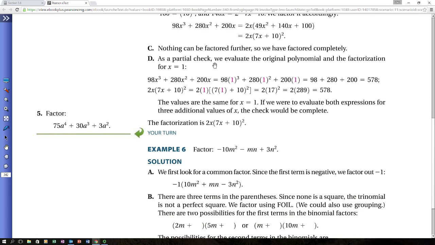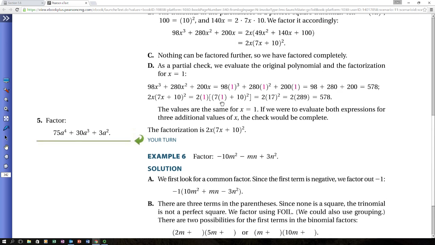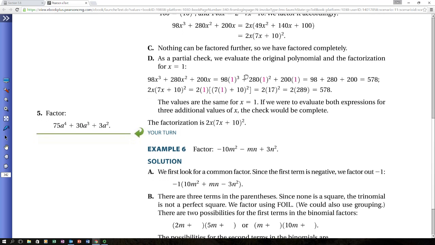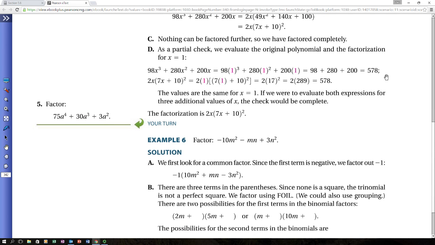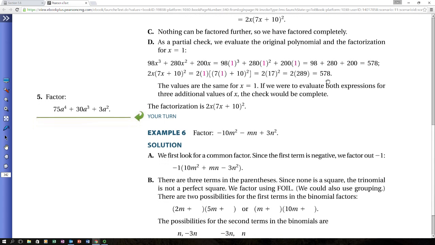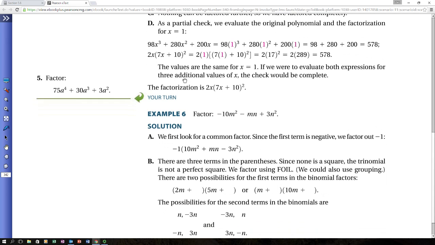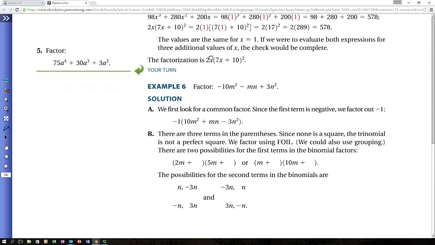This one, again, they do that partial check. They use 1, they put it in here. Here would be an example where 0 would work, but I would suspect that, because anytime you multiply something by 0, you're going to get 0. You could get a false idea of a true solution. So don't use 0 in these things, especially when you have a variable as a common factor. So they use 1, they go through that to get 578 for the first original. Then you put 1 into the factoring and you get 578. So that's a pretty good partial check to see, hey, my factoring looks like it's working, and that's probably enough work to check.